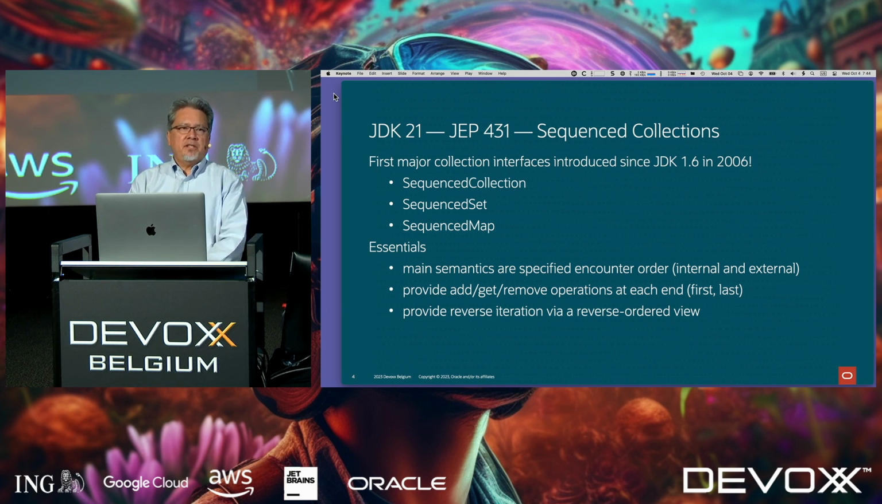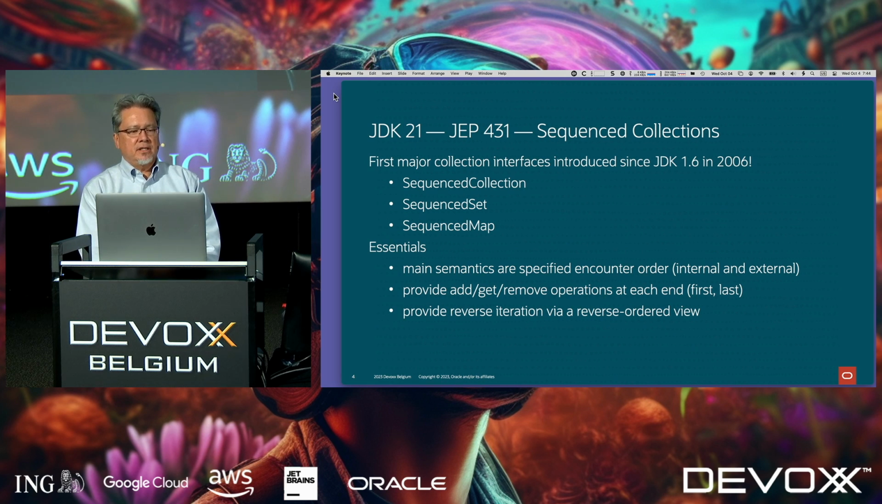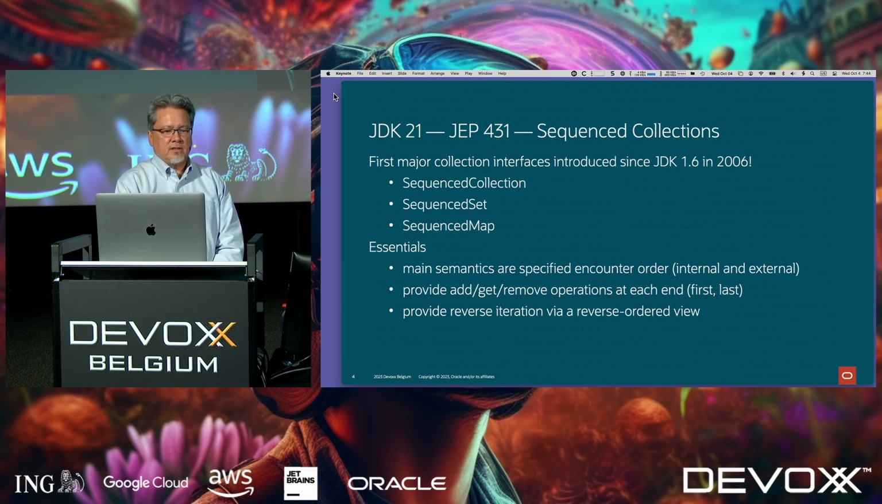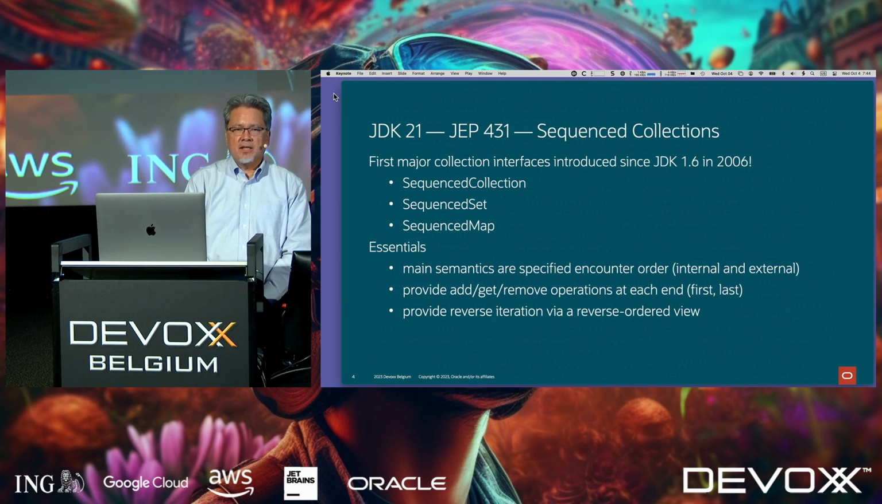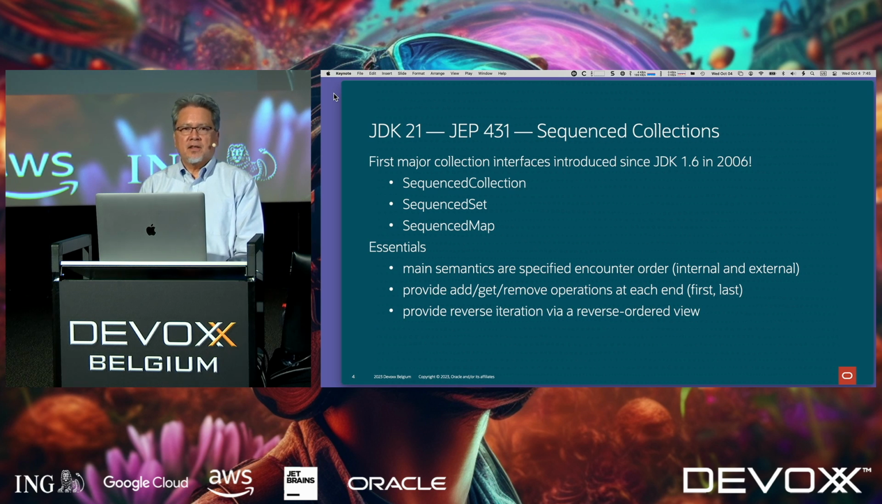So what we did add in JDK 21 was 3 interfaces: sequenced collection, sequenced set, and sequenced map. The essentials of what are provided by those interfaces are the semantics: they have a specified encounter order, and they encompass both internal and external ordering. The second thing they provide is a nice set of operations: add, get, and remove at both ends of the collection.